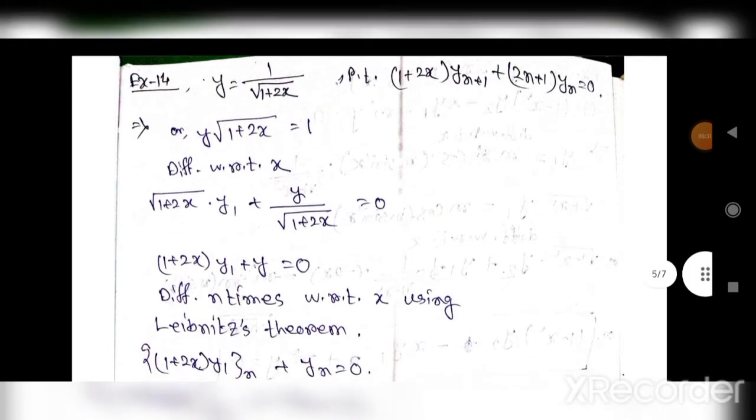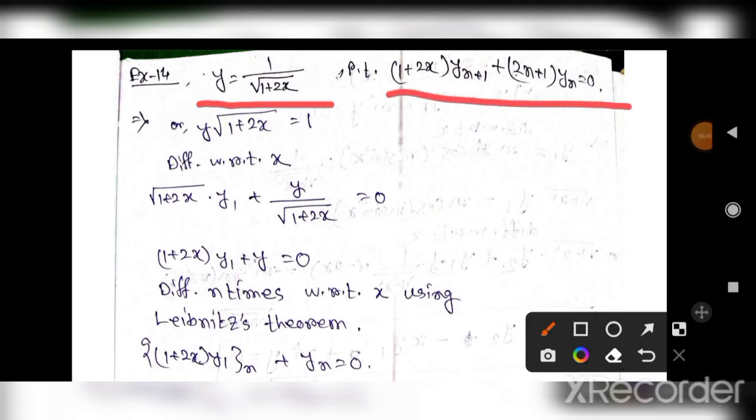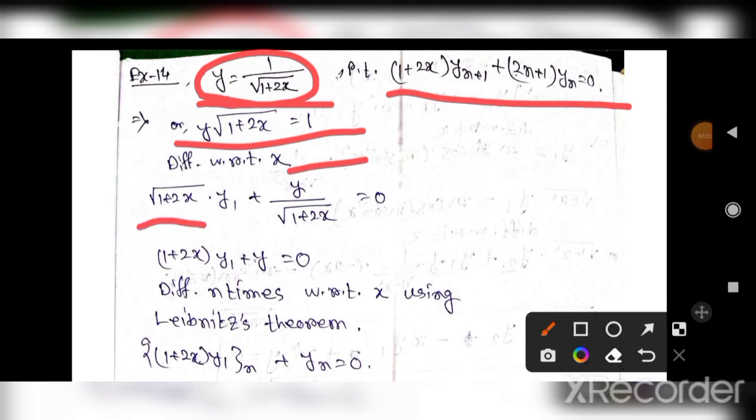Come to the next example. Here y equals 1 by root over 1 plus 2x. Then prove that (1 plus 2x) y(n+1) plus (2n plus 1) yn equals 0. We write it in this form: y into root over 1 plus 2x equals 1. Then differentiating with respect to x, we get root over 1 plus 2x into y1 plus y by root over 1 plus 2x equals 0.